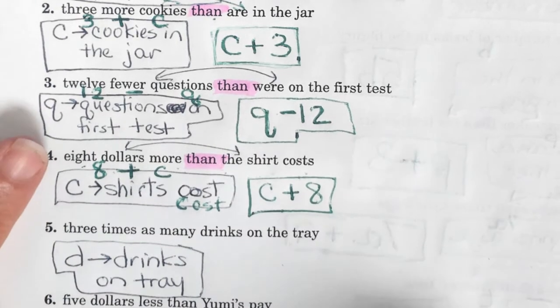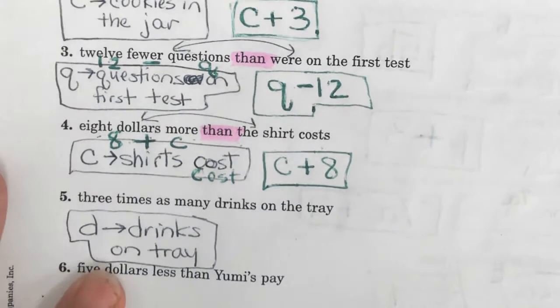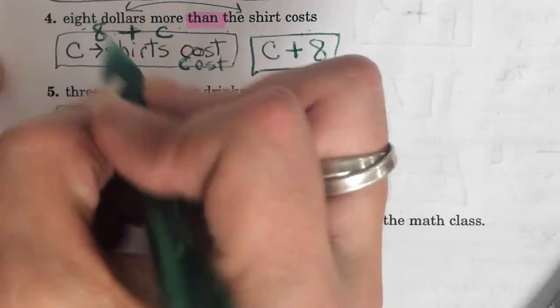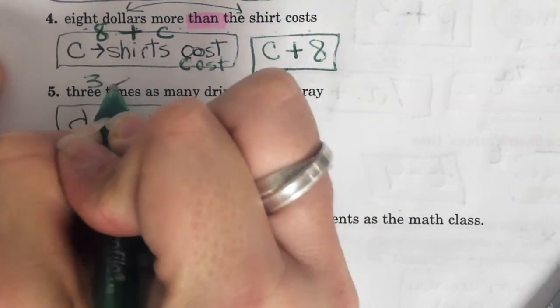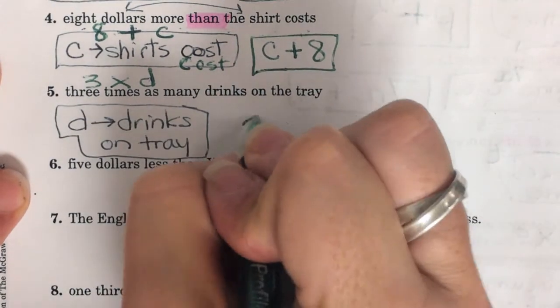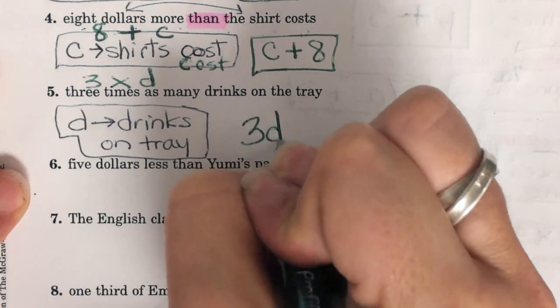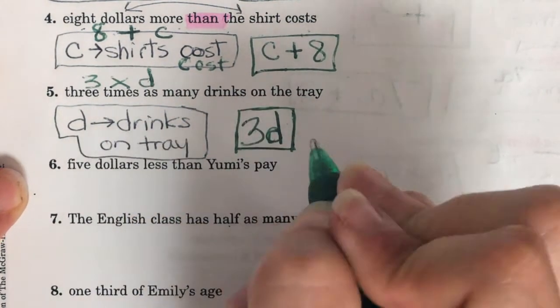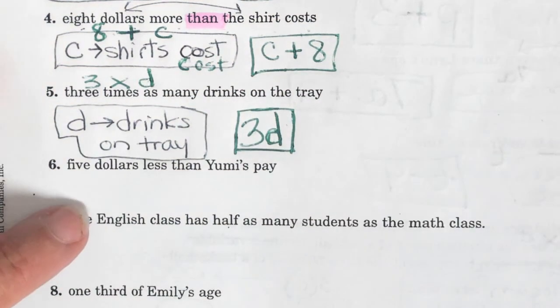Okay, there's no "then." I keep looking for something else, but there's not. Okay. So 3 times the drinks, so it's 3 times D, 3D. Yeah, 3D. Okay.